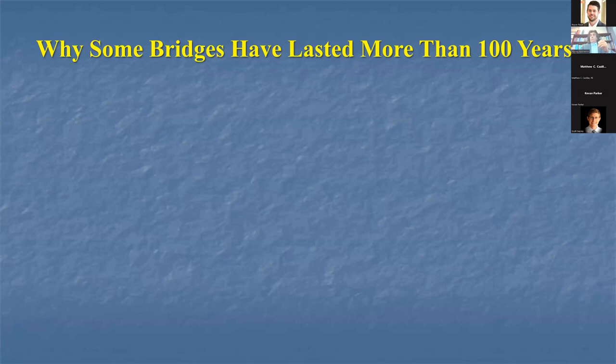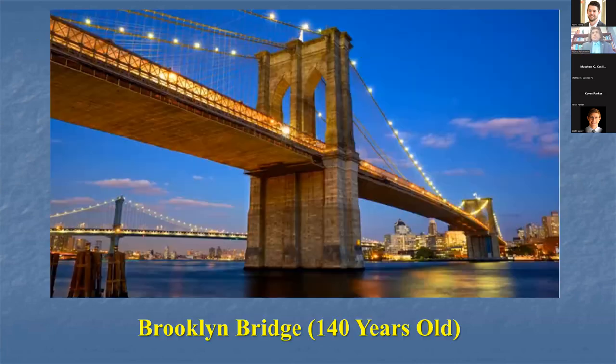But despite all that, there are some bridges that did last more than 100 years. So I'm going to show you some of them, and I put the age there too. The Brooklyn Bridge, 140 years old as of today. This bridge was designed by John Roebling. He was a very smart guy, and he used graphite to protect the steel cables.